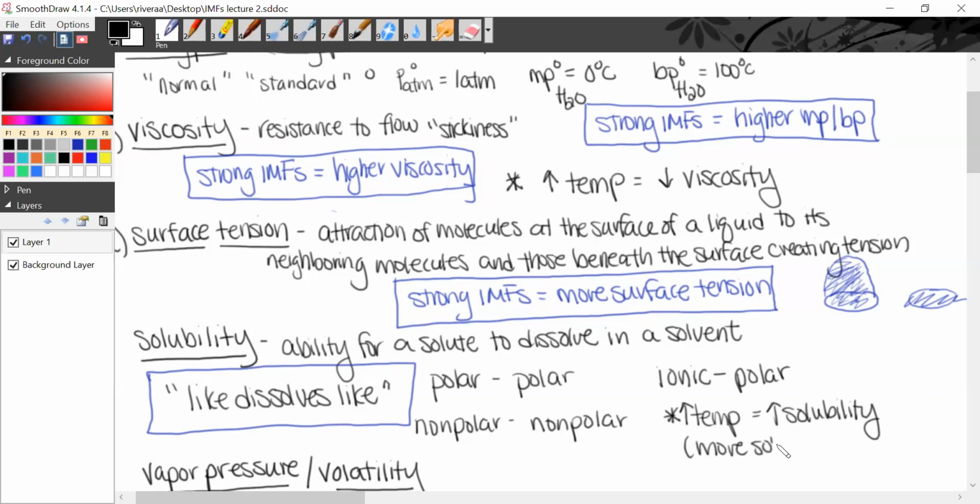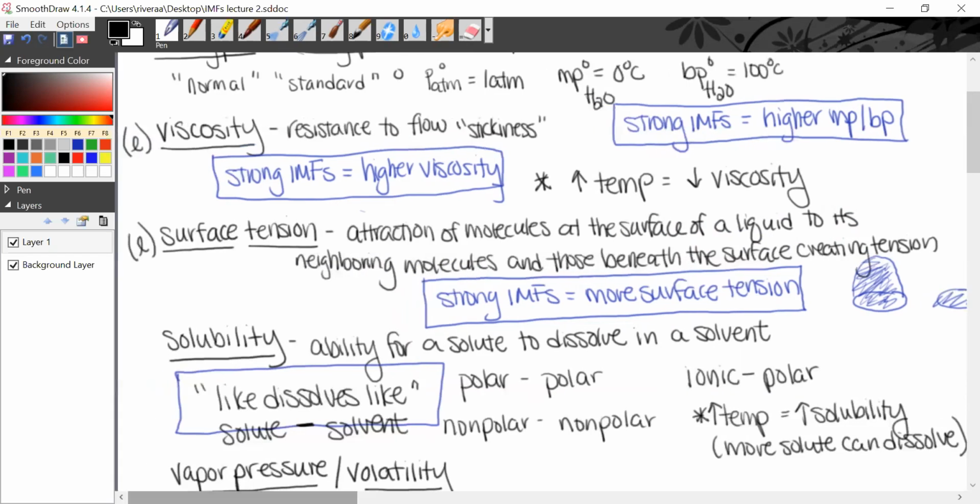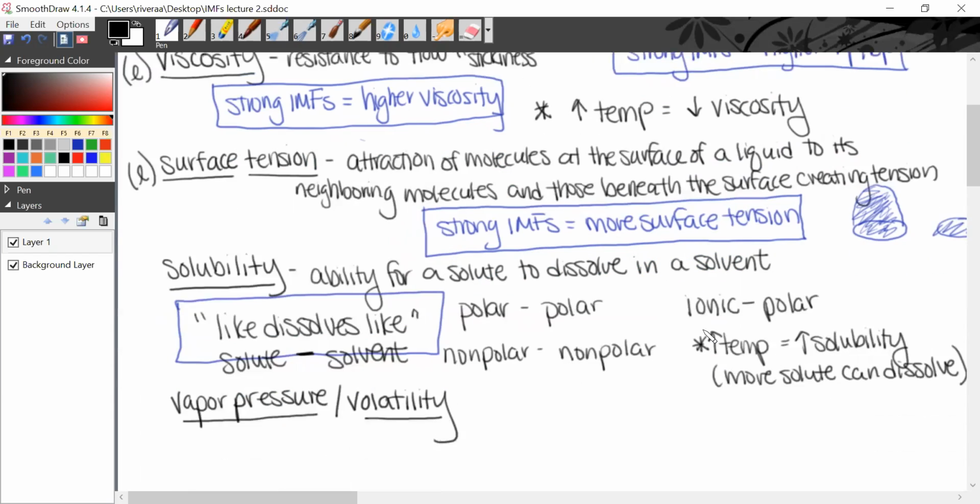More solute can dissolve. Again, that has more to do with the fact that you're making more space to put more of that solute in, and you can create more surface area in that solvent to have attractions between the solute and the solvent. That's why like dissolves like, because your solute attracts to solvent. Okay, so that's all review.